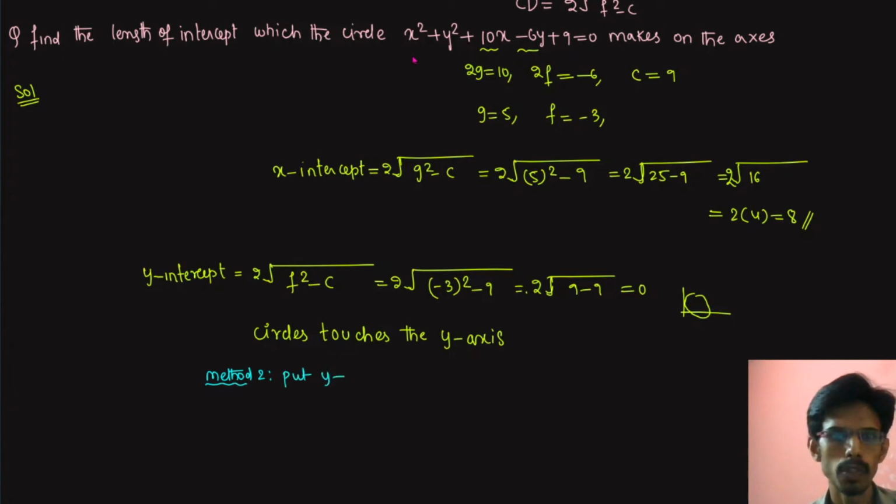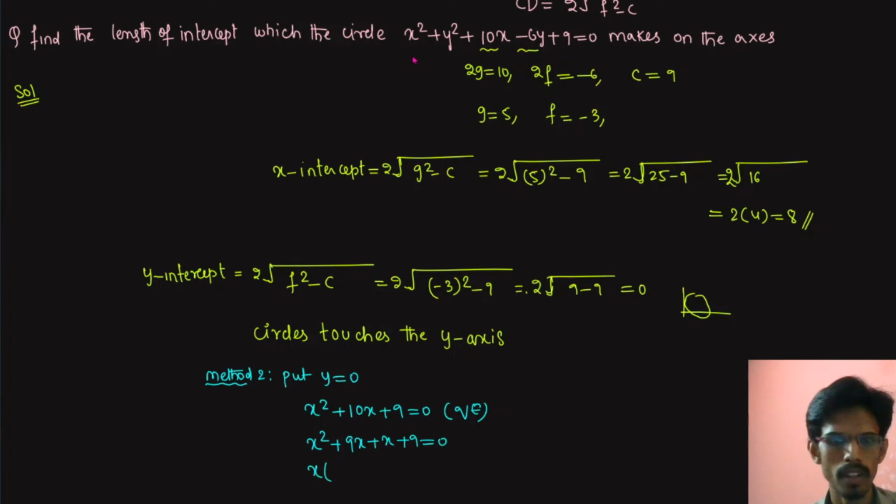Put y equal to 0 in the given equation. So only the x terms and the constant will exist: x square plus 10x plus 9 equal to 0. Okay, this is a quadratic equation. Factorize this: x square plus 9x plus x plus 9 equals 0.